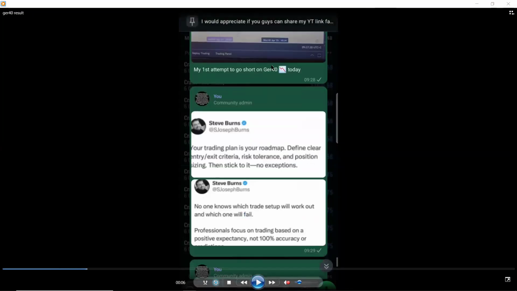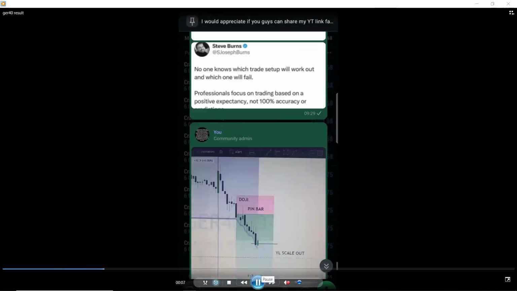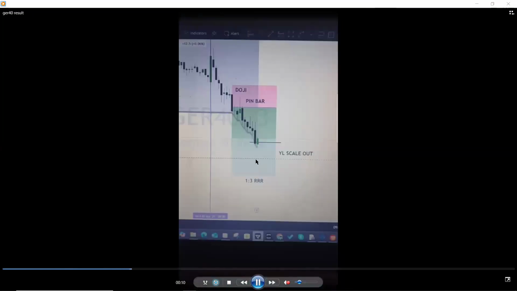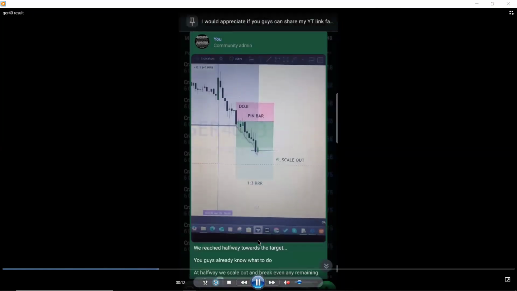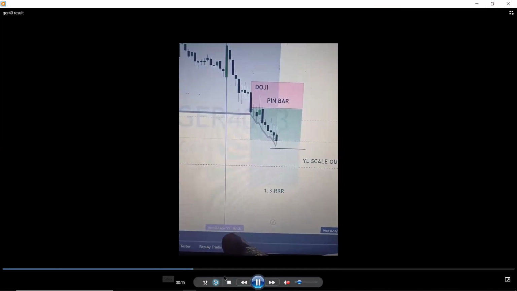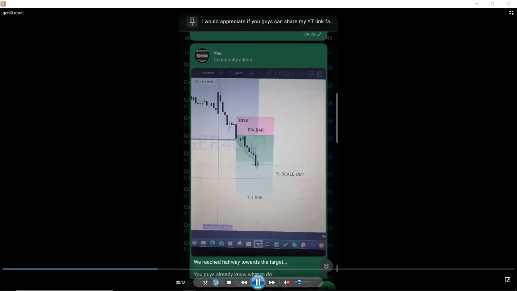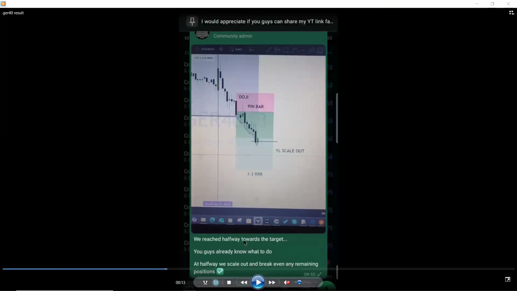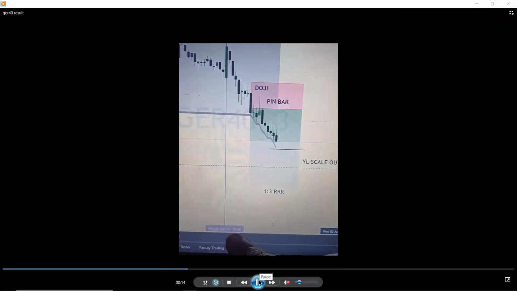And if we play this, okay, you see first attempt to go short on GER40. And after that, this was midway through the trade. Then you can see our notes. Just like I mentioned, if our price hits the halfway mark, if we reach your halfway, you already know what to do. That's where you scale out and break even any remaining positions. That's a default rule we have.